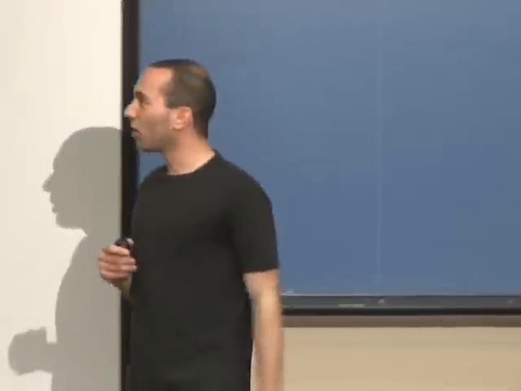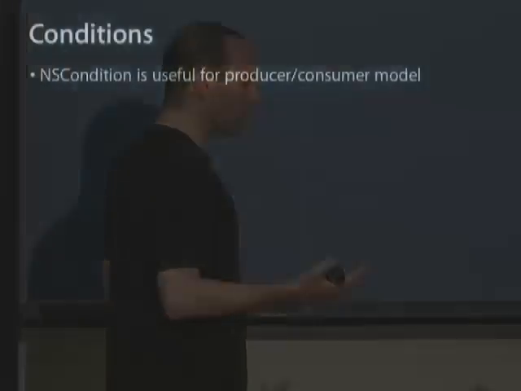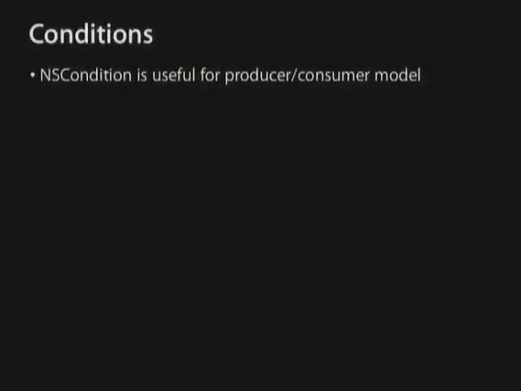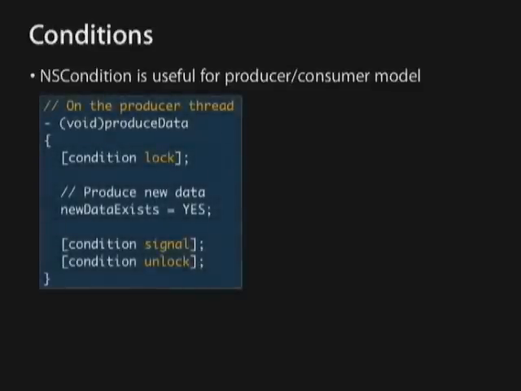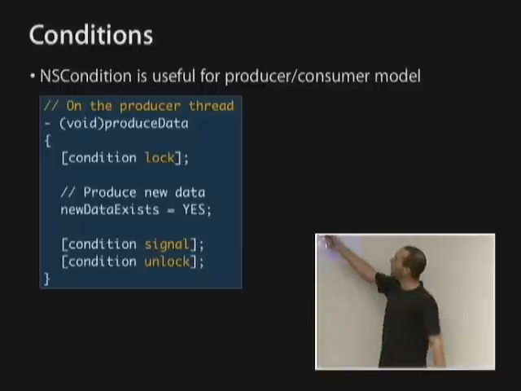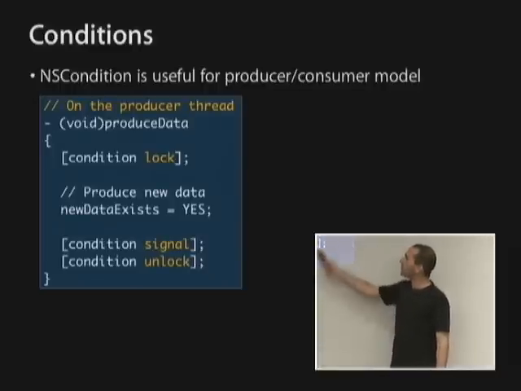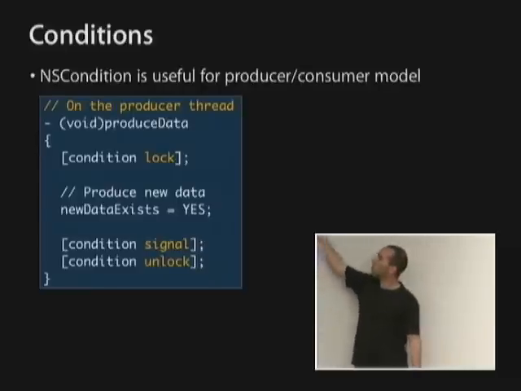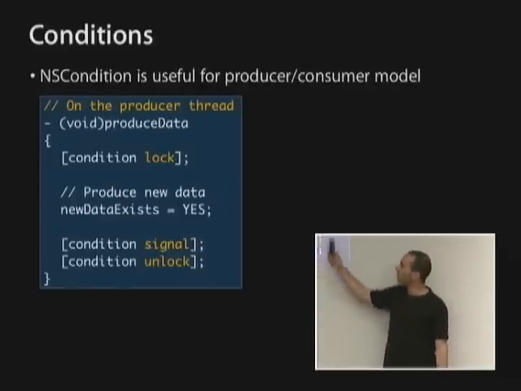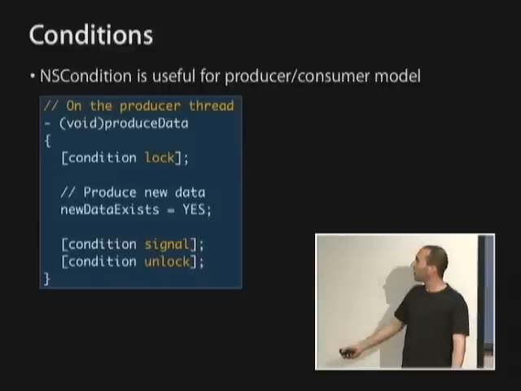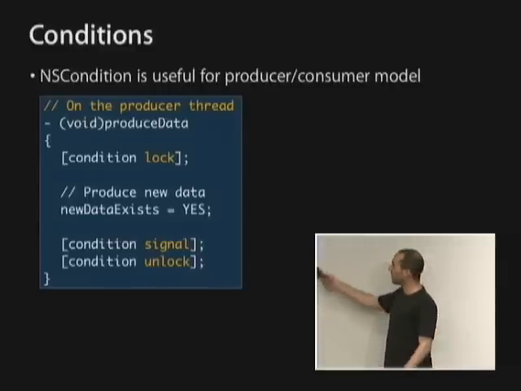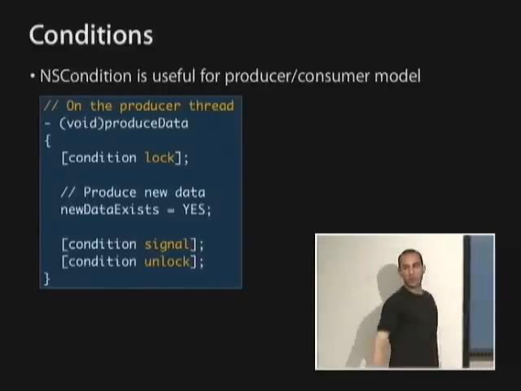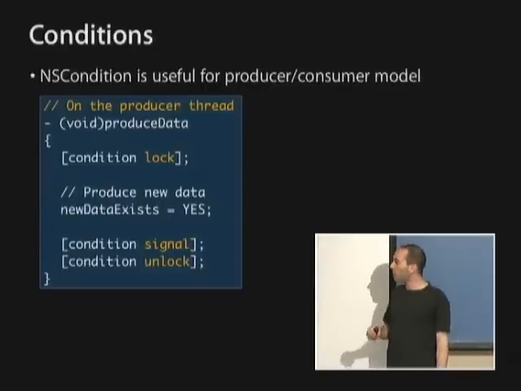So another variant on lock is an NSCondition, which is useful if you're trying to write something that creates objects or creates data, and have another function that consumes that data. The way we do it here is similar syntax. We have this condition that we lock, and then we set this Boolean to yes. So we calculated a bunch of stuff, and then we say new data exists, set to yes, and then we do something called signaling. The signal wakes up another thread that's waiting, and then it unlocks.